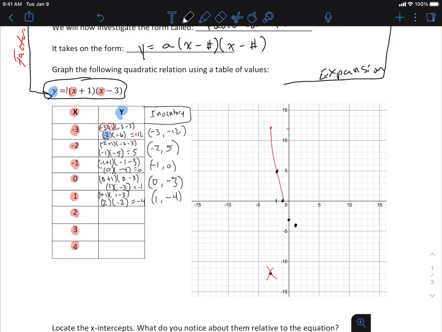I don't know if that's quite the axis, like the vertex yet. We'll do one more and then see. Okay, 2 plus 1 multiplied by 2 minus 3. That should equal... we'll do the math. We get 3 multiplied by -1.